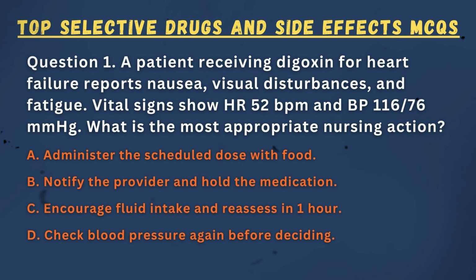Question 1. A patient receiving digoxin for heart failure reports nausea, visual disturbances, and fatigue. Vital signs show HR 52 beats per minute and blood pressure 116/76 millimeters of mercury. What is the most appropriate nursing action?